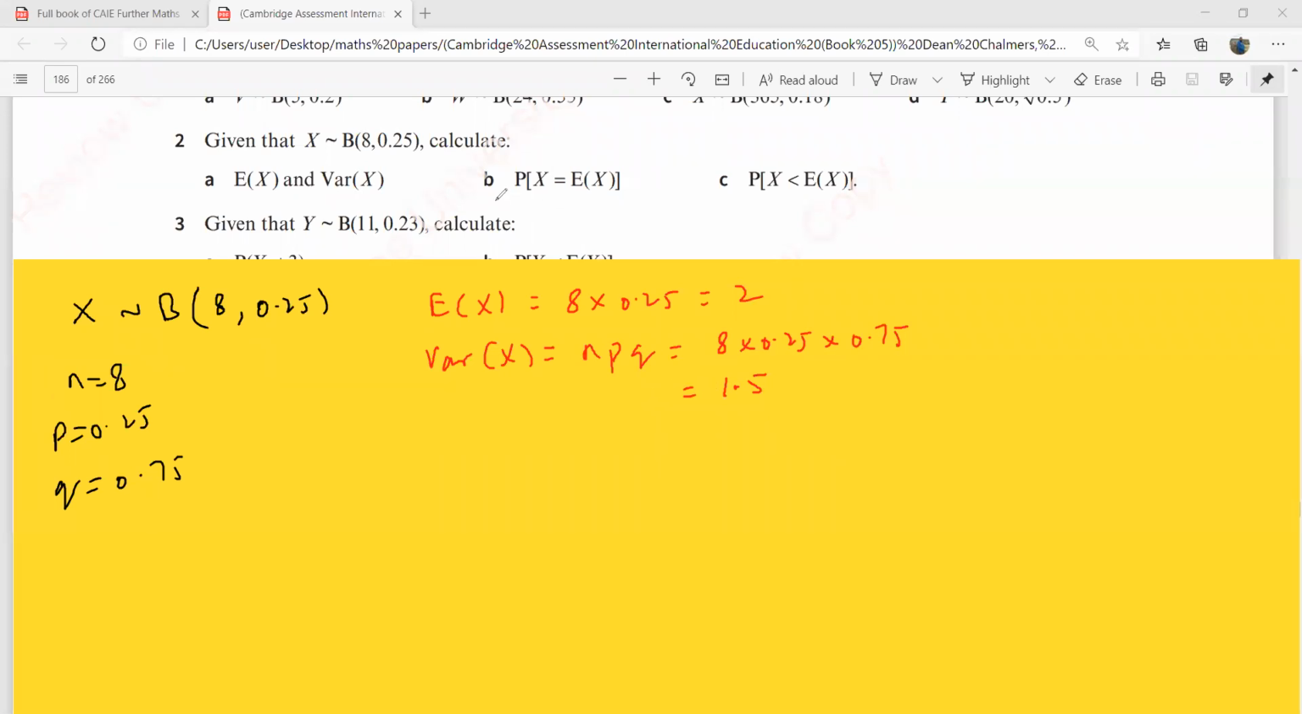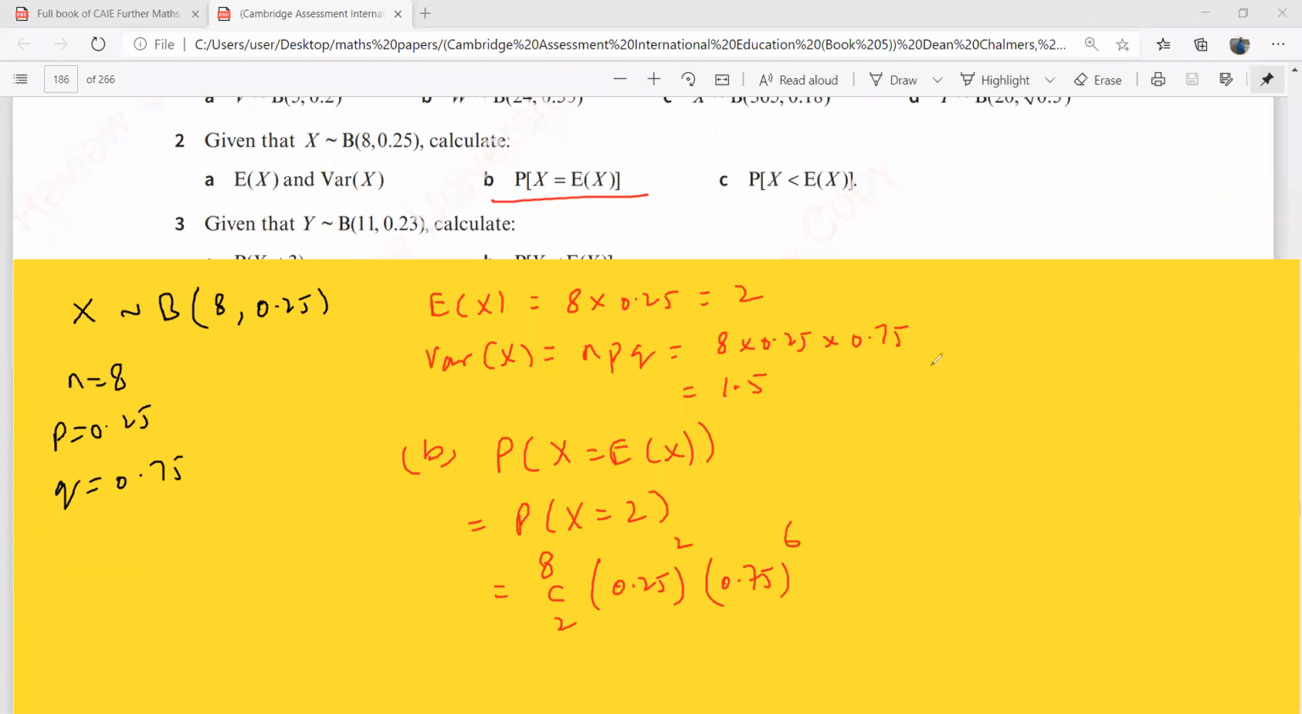Now sir, look at this B part. It says find the probability that your x is equal to E of x. So he's indirectly asking you to find the probability that your x is equal to 2. Okay, whenever he uses such a thing. So you know you have already calculated this E of x, so that is going to be 2 over here. So this would be 8c2 and your 0.25 raised to power 2 times 0.75 raised to power 6. You're already familiar with this, है ना?